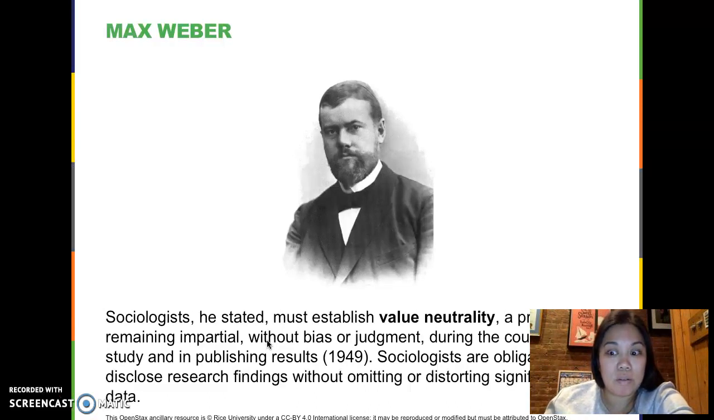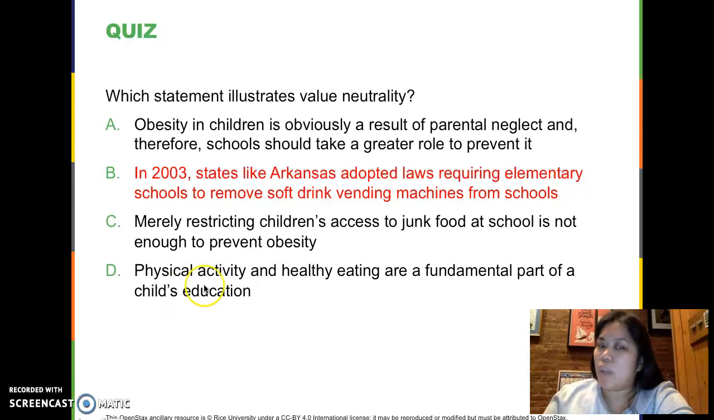So let's think about this question we had. Answer is B. States like Arkansas adopted laws requiring schools to remove soft drinks. The other statements show a little bit more judgment in there. Parental neglect, not enough to prevent obesity, and kind of singling out these two factors as being fundamental. Fundamental is a very subjective word as well.